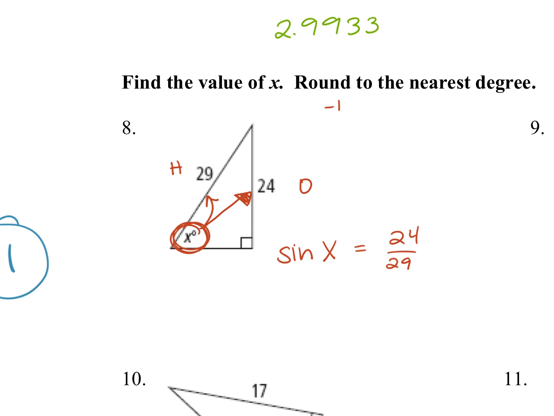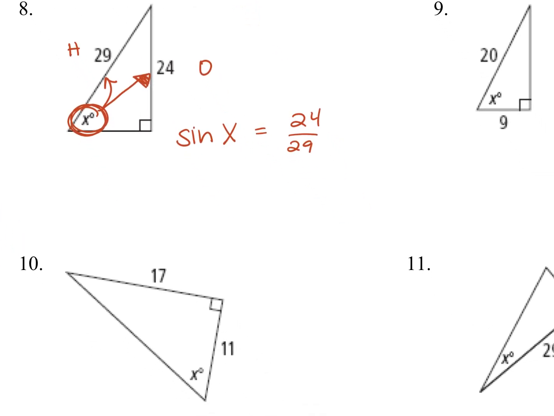And I will tell you right now, the most common mistake I see gets made right here. People try to multiply by 29 because you're so used to multiplying by the denominator. We don't multiply this by 29. What do you do next? To get rid of the sine, we take the inverse sine. So you take the inverse sine over here also. That gets rid of our sine, and now it's x equals.